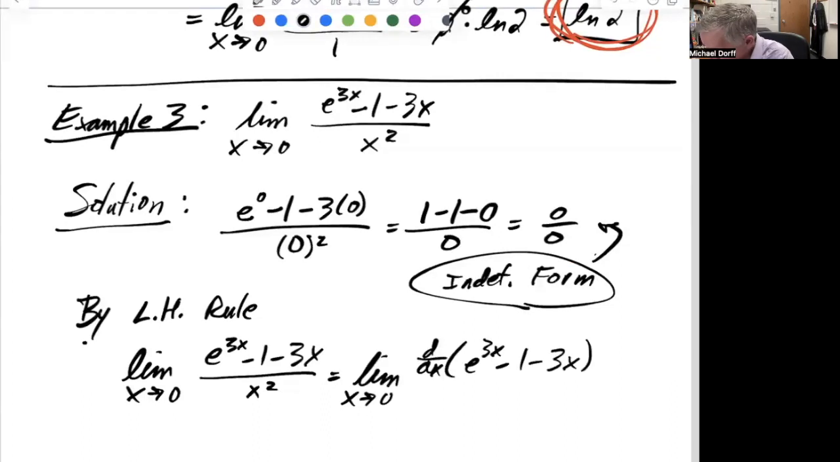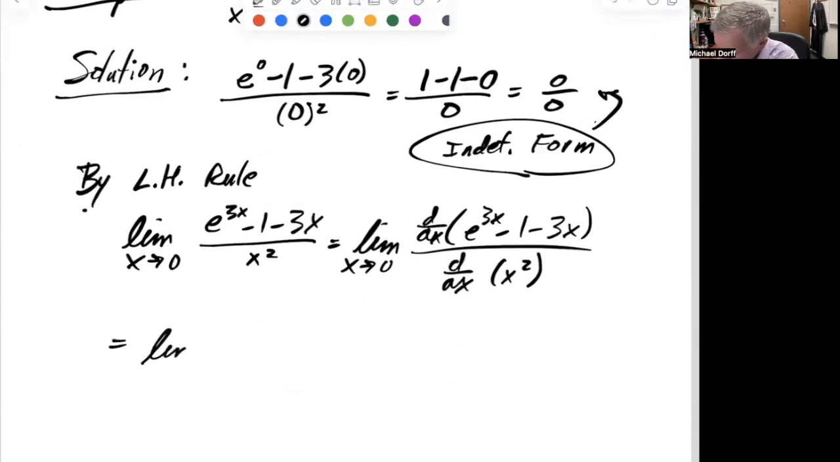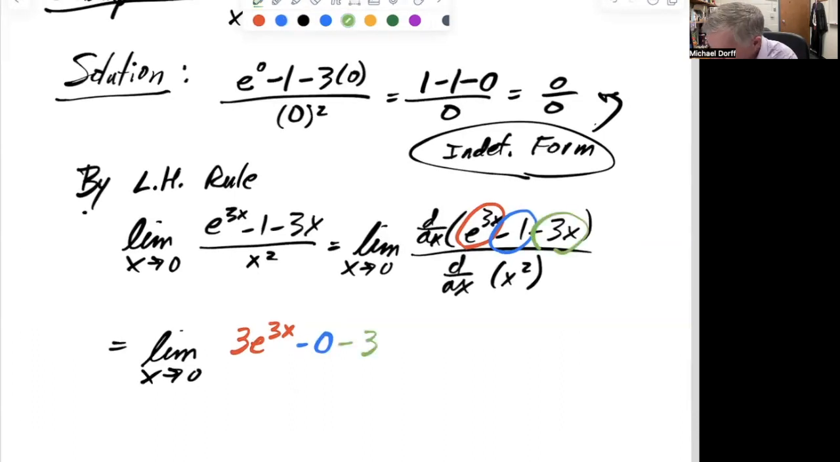All right, writing that down over the derivative of the bottom, or the denominator. Okay, so keep writing my limit signs here. Derivative of the top. What is the derivative of e to the 3x? Well, that derivative is 3e to the 3x by the chain rule. And then the derivative of minus 1 is going to be 0. And then the derivative of minus 3x is going to be minus 3. All right, and then in the denominator, derivative of x squared is going to be 2x.